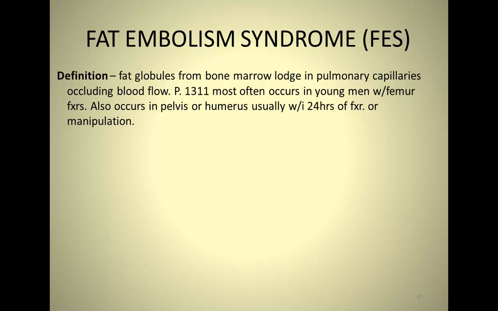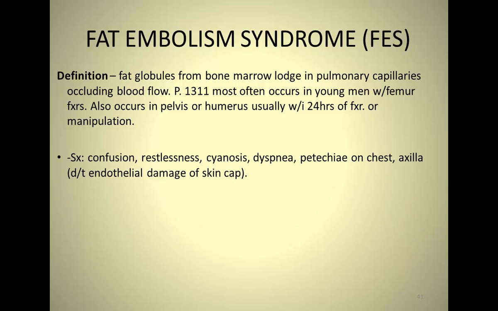So you have fat globules from the bone that lodge in the pulmonary capillaries. Therefore, you cut off your oxygen. Like I said, femur, pelvis, humerus can also be, and it's usually within 24 hours of the fracture. Your symptoms, you can see neurologic dysfunction, which will be your confusion and restlessness. You've got decreased oxygen to the brain. You've got pulmonary insufficiency, so you're going to have dyspnea or shortness of breath and cyanosis, where that bluish look around the lips.